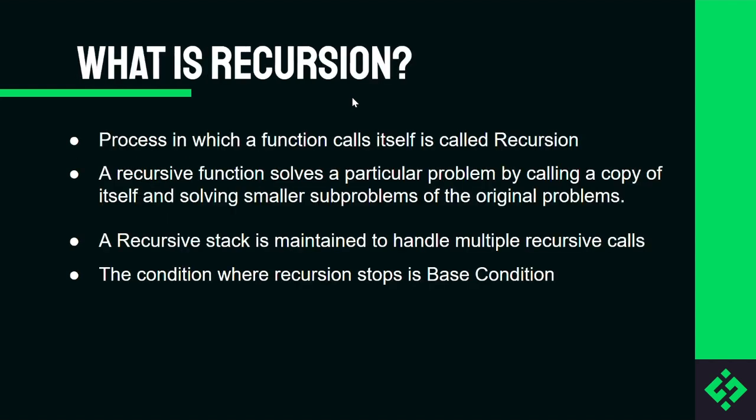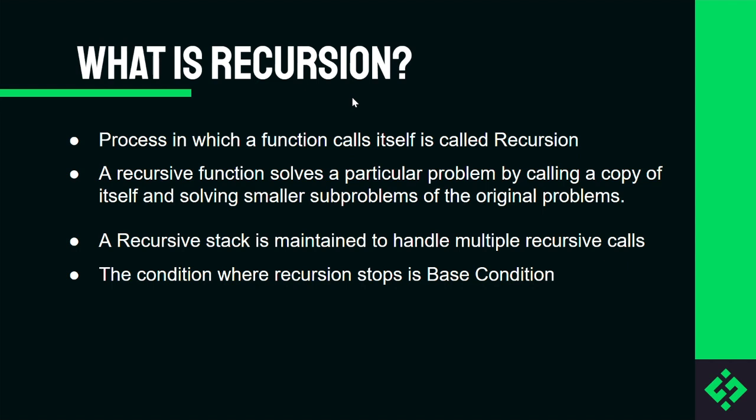First, coming to what recursion is. I hope you are aware of recursion because you have done your C programming course. Recursion is the process in which a function calls itself. A function will be calling itself again and again, and that is called recursion. A recursive function solves a particular problem by calling a copy of itself and solving smaller subproblems of the original problem. You might have heard about the factorial program using recursion or Fibonacci using recursion.